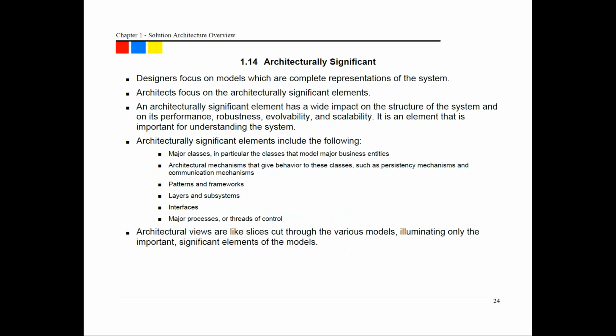So architecturally significant use cases, architecturally significant requirements, architecturally significant constraints are those things that have an impact at the architectural level. So things like major classes, especially the ones that model major business entities, mechanisms that give behavior to the classes, like persistency mechanisms and communications mechanisms, patterns and frameworks, layers and subsystems, interfaces, and major processes.